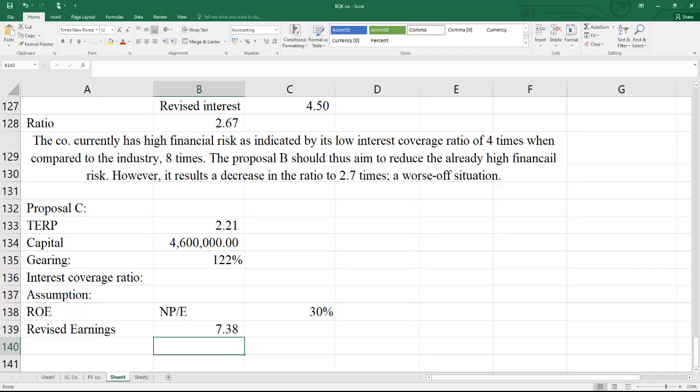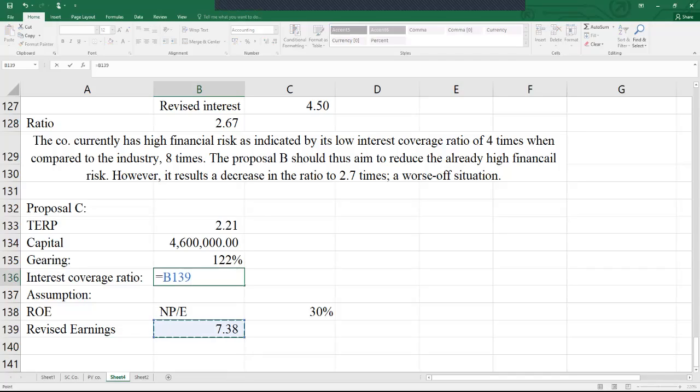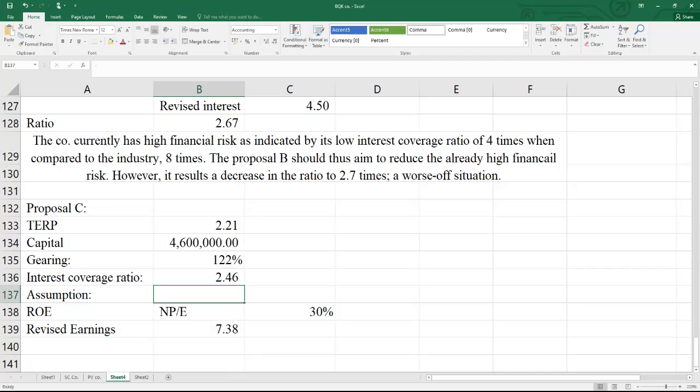Okay. Now, since we have the new earnings, the new profit, the interest cover ratio will be equal to the new earnings, 7.38, divided by the interest, which doesn't increase. It remains at, I think it was 3. The interest doesn't change, it remains at 3. That gives us therefore 2.46.